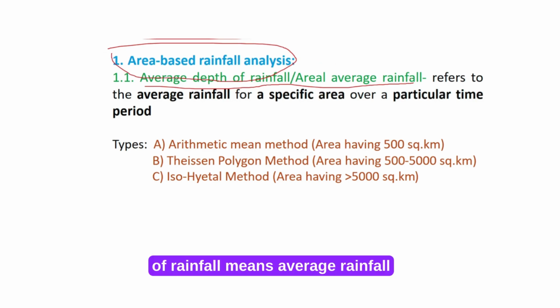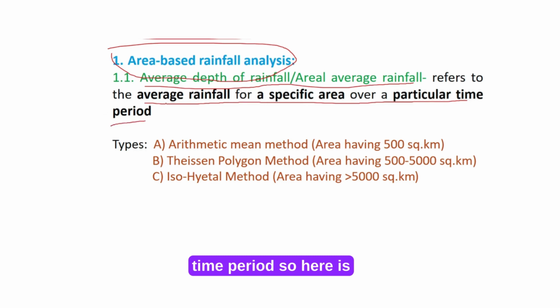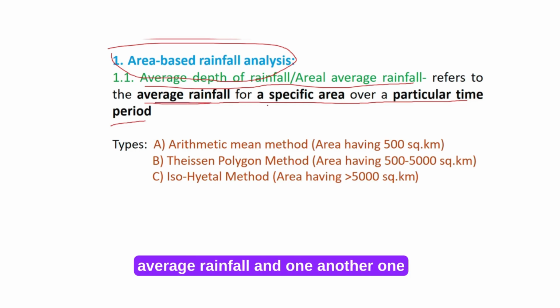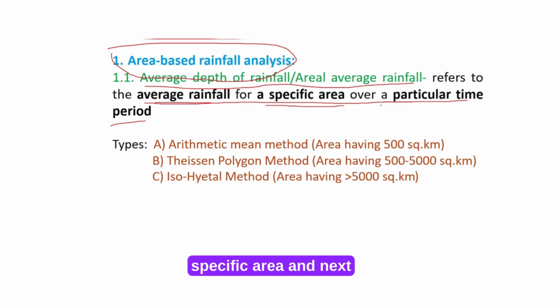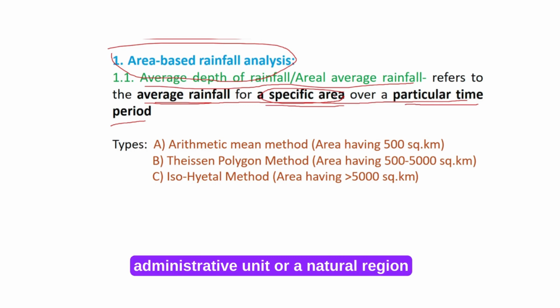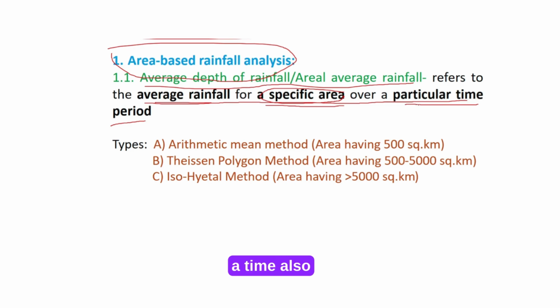The average depth of rainfall means average rainfall for a specific area over a particular time period. So here are three main terms. One is average rainfall, another one is specific area, and the next one is time period. Here also, area can vary from very small to large region. It can be an administrative unit or a natural region. Time also can range from minutes to hours to decades.